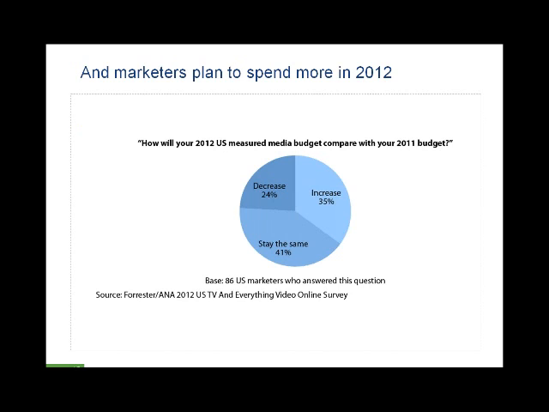What's also interesting is that marketers plan to spend more this year. So the media budgets this year compared to 2011, most are staying the same, and then 35% plan to increase. Only 24% plan to decrease. And this is a recent survey that Forrester did with the ANA. And so marketers are planning to spend more in 2012.